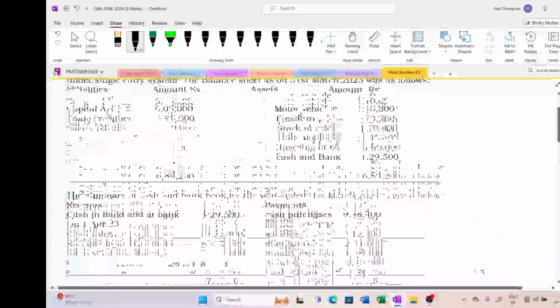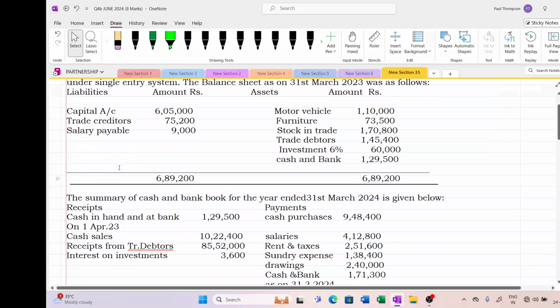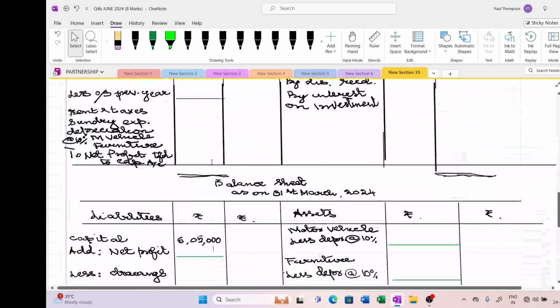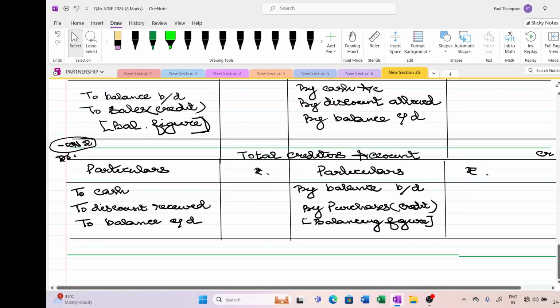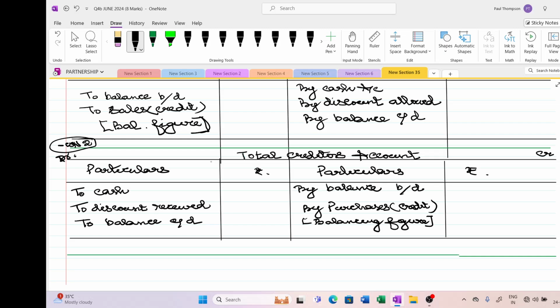So now moving on to the opening balance sheet again, they have given trade creditors. This opening balance will go to your creditors account. So I am going with creditors account. By balance brought down 75,200.